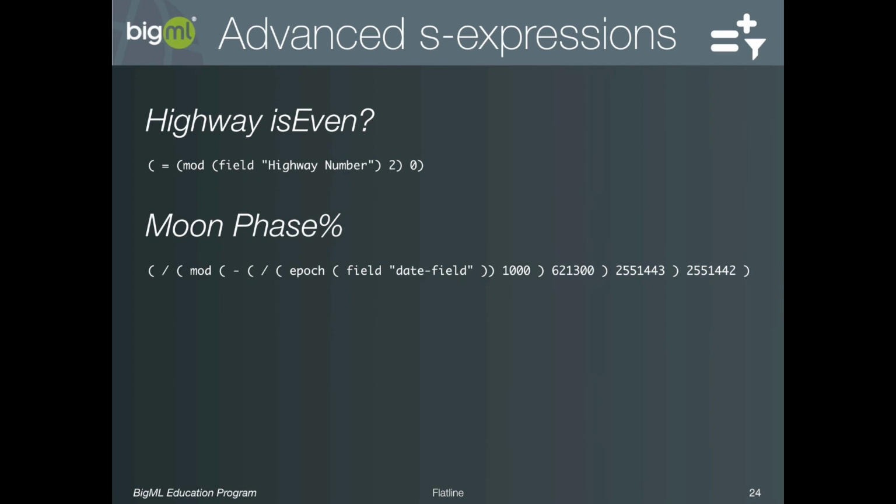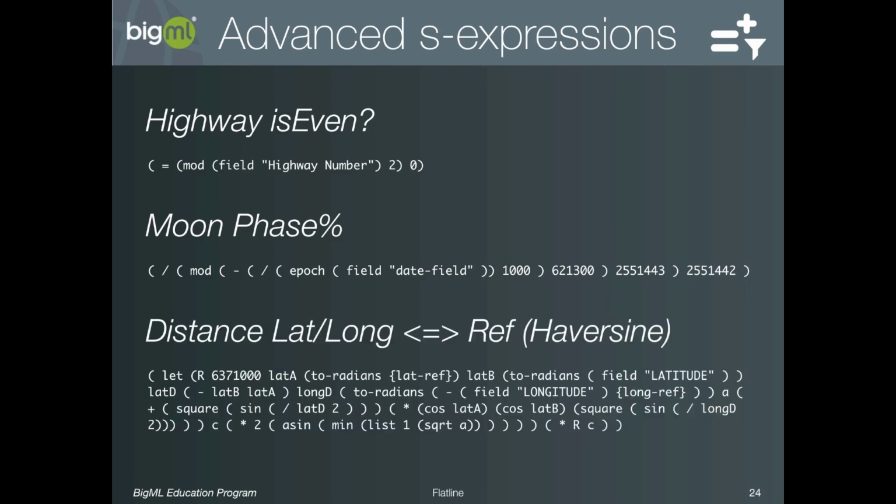Sometimes flatline expressions can become quite complex. Here's an expression which computes the distance on the surface of the Earth between a latitude and longitude pair and a reference point based on an approximation of the Haversine formula. Obviously, this expression is quite unwieldy to cut and paste into the flatline editor. Fortunately, there is a solution.